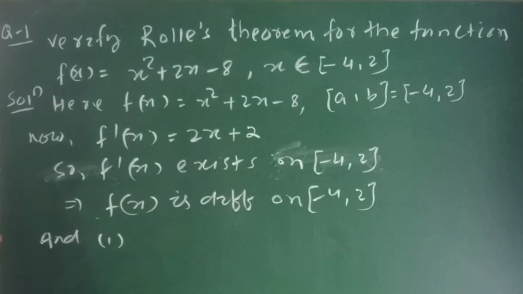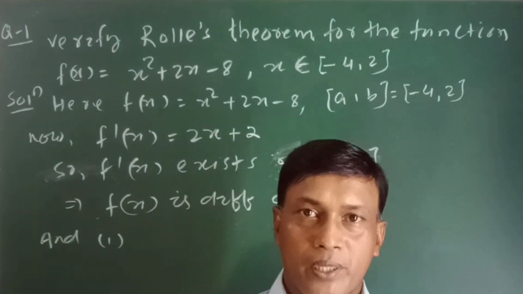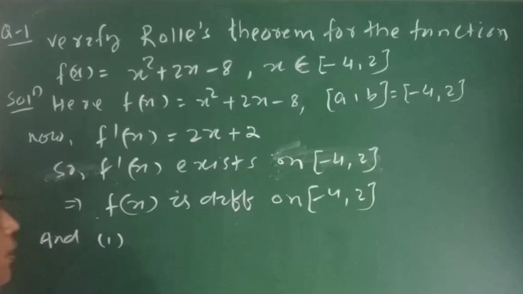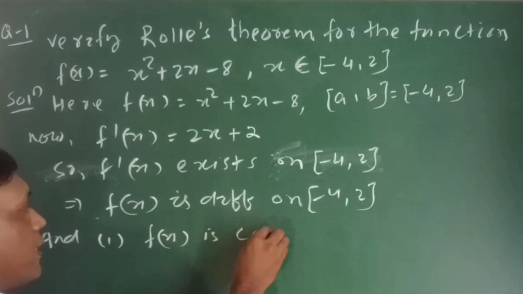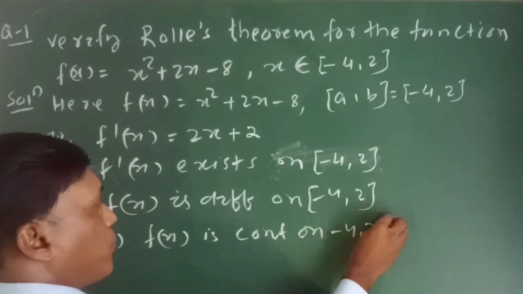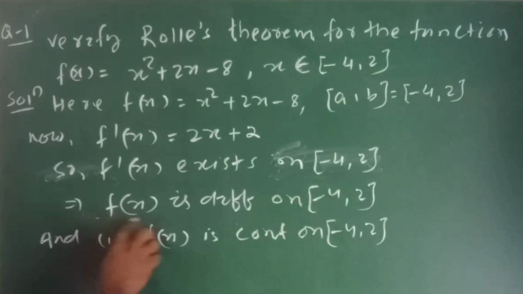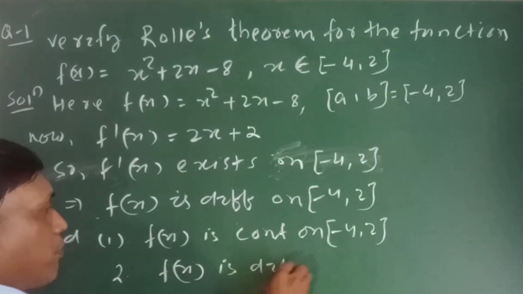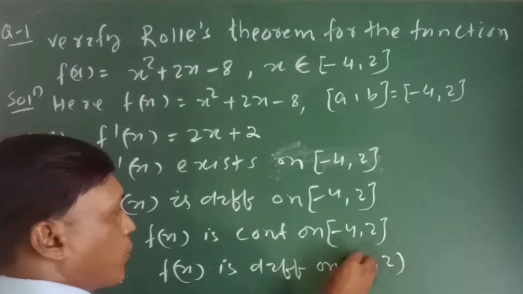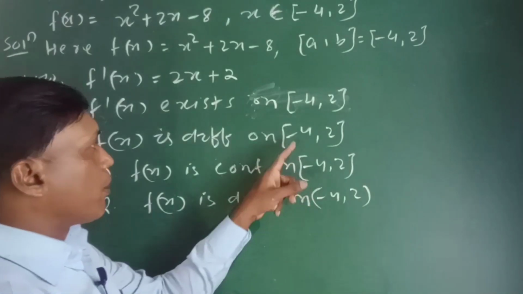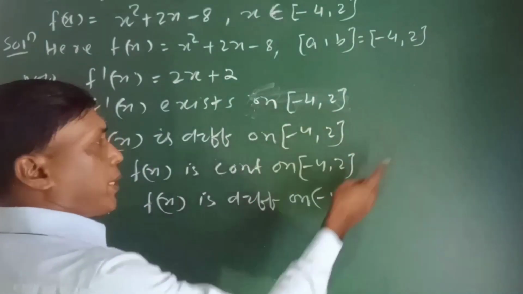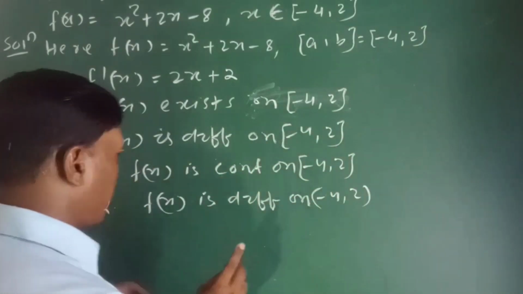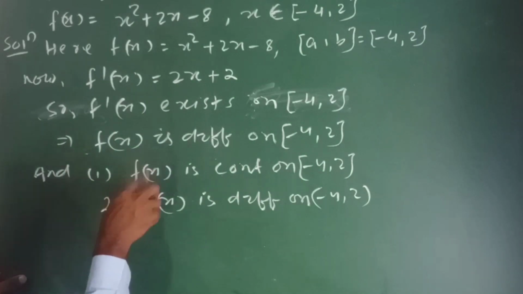If f of x is differentiable, we know every differentiable function is continuous. So if f of x is differentiable on minus 4, 2, then f of x is continuous on minus 4, 2. And the second condition: if f of x is differentiable on the closed interval, then it will be differentiable on the open interval. So f of x is differentiable on the open interval minus 4 to 2. Open interval means omit minus 4 and 2, that means every point within minus 4 and 2. And the third condition is to show f of a is equal to f of b.